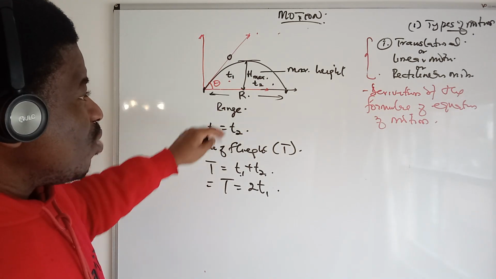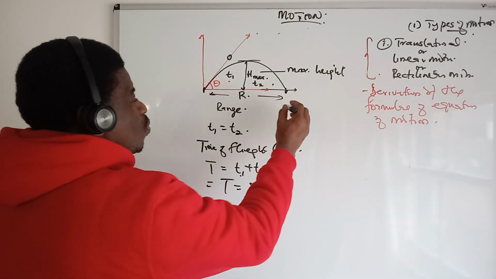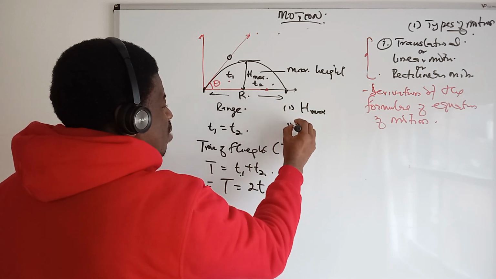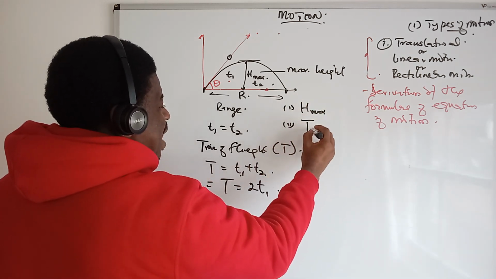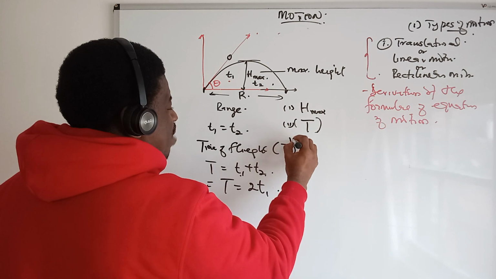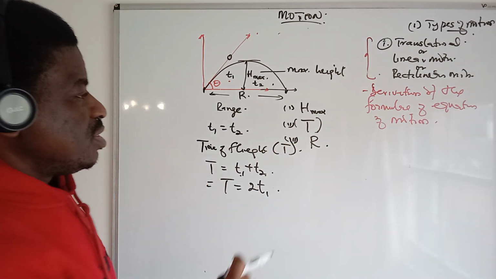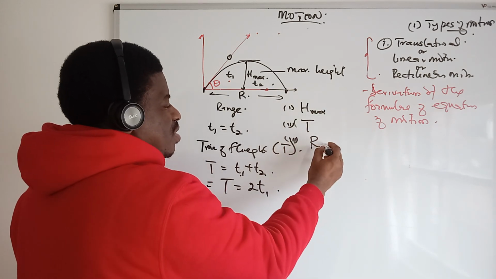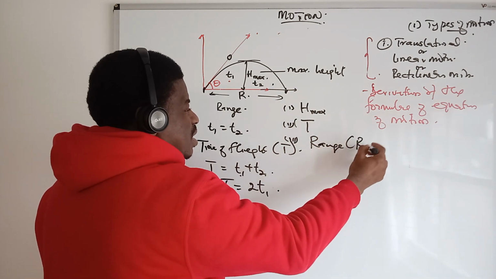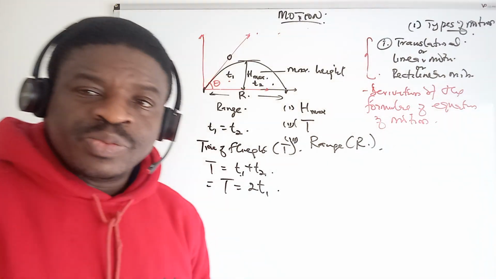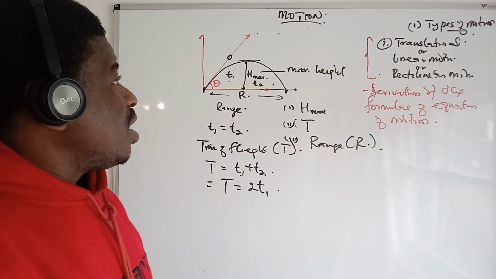So these are the things we want to know. Number one, we want to know the maximum height. Number two, we want to know the time of flight. And number three, we want to know how to calculate the range, which is R. These are the things you want to know in terms of projectile.